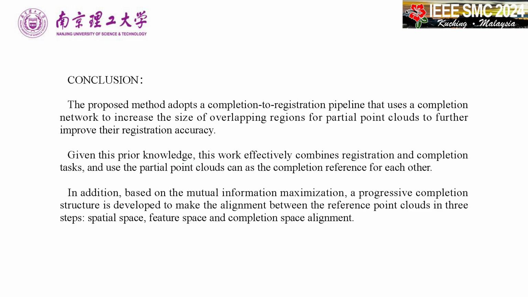The proposed MPC method is based on a simple assumption: the partial point clouds to be registered belong to the same object. This a priori assumption is valid in most point cloud registration scenarios, but it has not been fully and effectively utilized. Given this prior knowledge, this work effectively combines registration and completion tasks, and uses the partial point clouds as the completion reference for each other. In addition, based on mutual information maximization, a progressive completion structure is developed to make the alignment between the reference point clouds in 3 steps: spatial space, feature space, and completion space alignment.